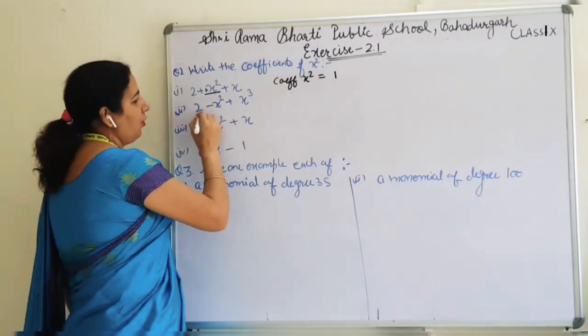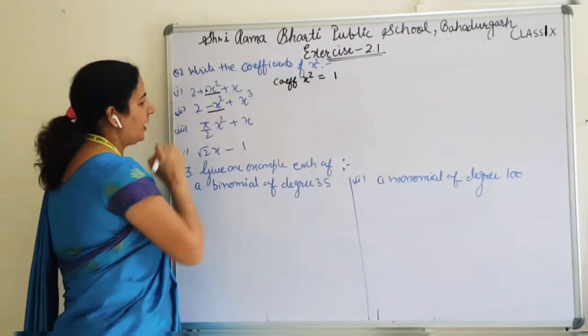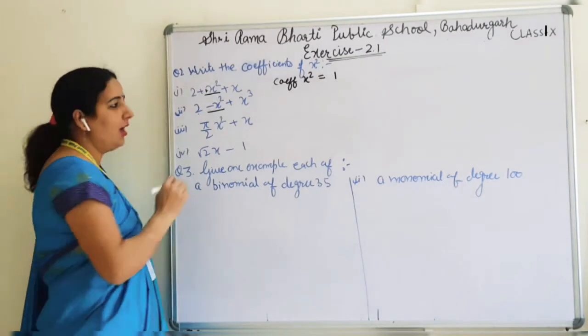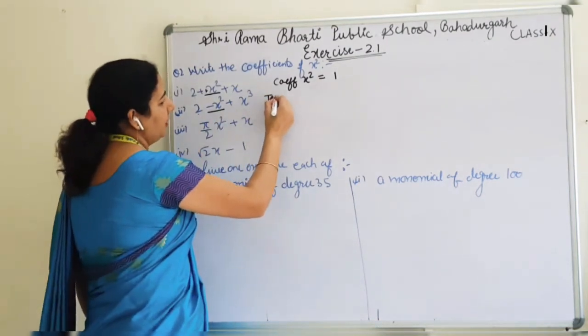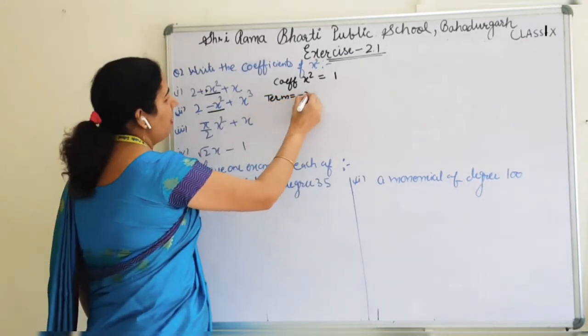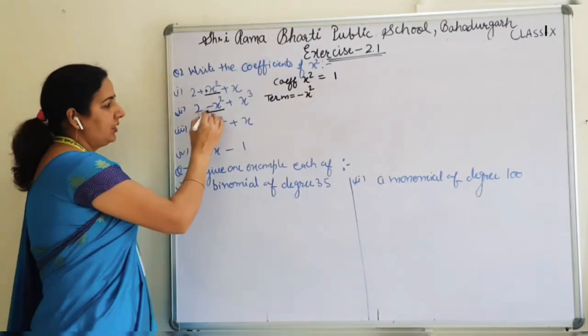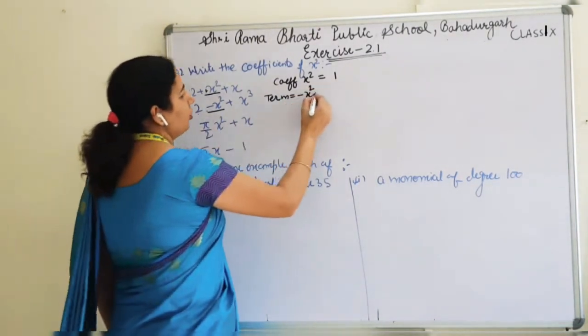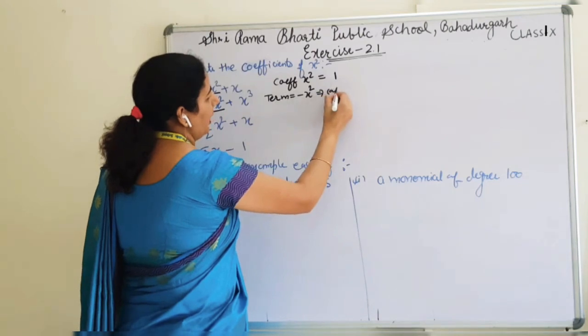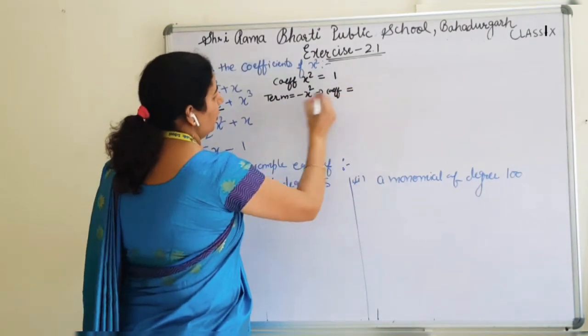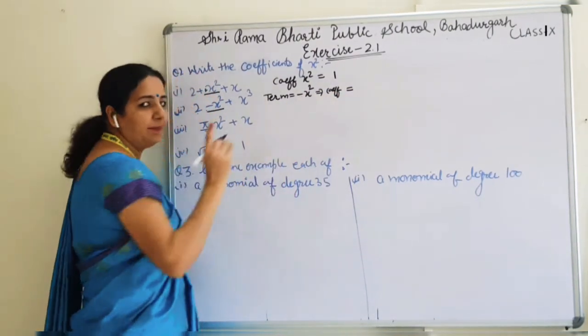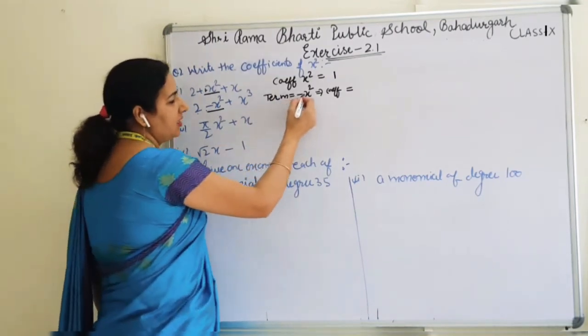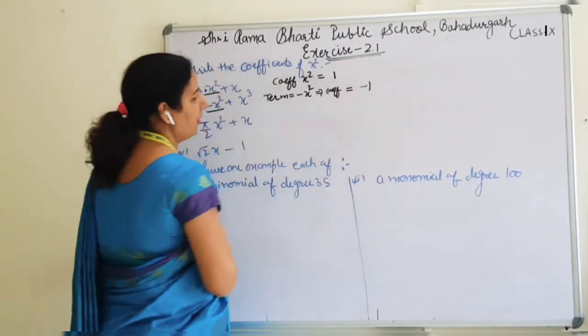Now, first we have to write the coefficient of this x square. So take the term. The term is equal to minus x square. The term will go with its sign. So this implies the coefficient is equal to, if nothing is there, 1 will be there. Minus sign is there, it means it will be minus 1.